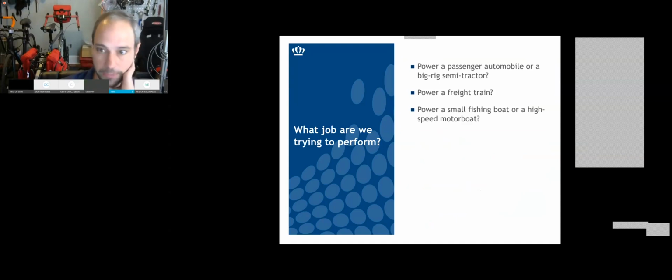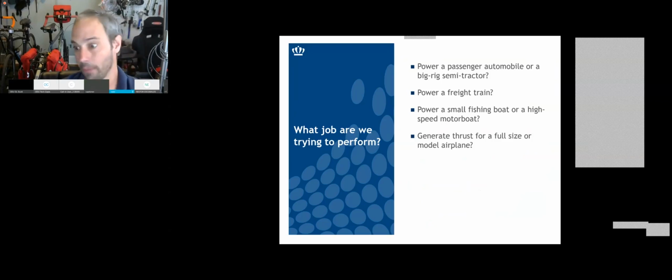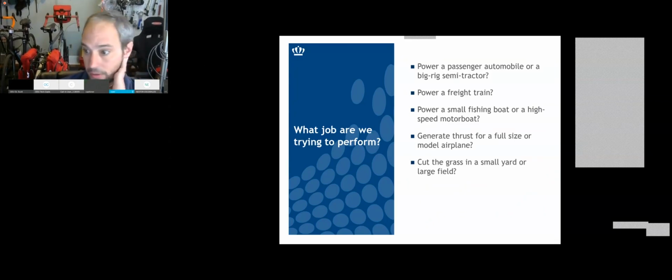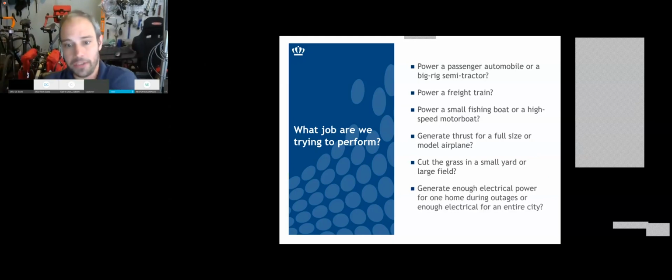Are you trying to power a small fishing boat or a high-speed motorboat, right? A little John boat with a little trolling motor or some serious 800 horsepower outboards. You want to generate thrust for a full-size or a model airplane? Or are you trying to lay fertilizer over a field where you need just a little prop plane? Or are you trying to go fight a war with a fighter jet, right? So again, what tool do you need? There are different tools that do different things, or they do them better in certain applications. Are you going to cut the grass in a small yard or a large field? Do you need to generate enough electrical power for one home during outages, or enough electrical power for an entire city?